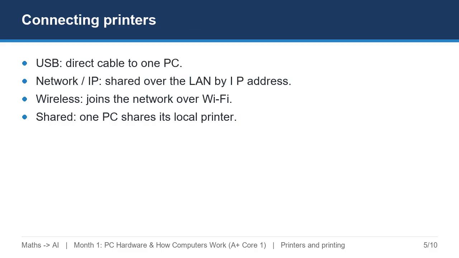There are 4 common ways to connect. USB is a direct cable to a single PC. A network or IP printer sits on the local network with its own IP address, so anyone can reach it. A wireless printer joins over Wi-Fi without a cable. And a shared printer is one PC's local printer shared out to others. For network printers, knowing the IP address lets you add or manage it directly.